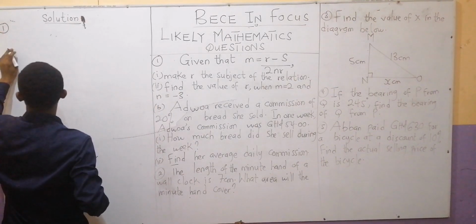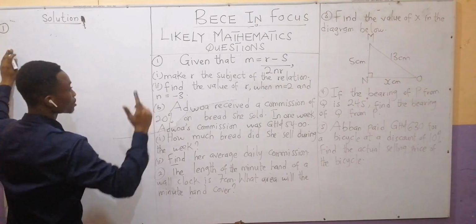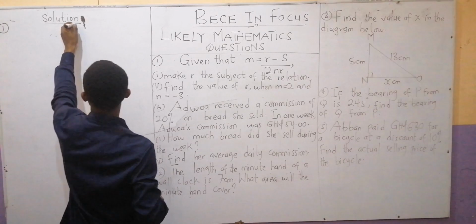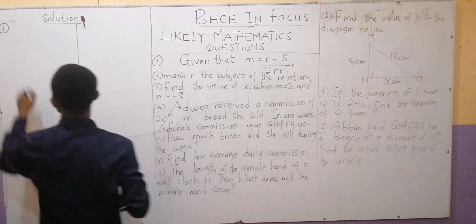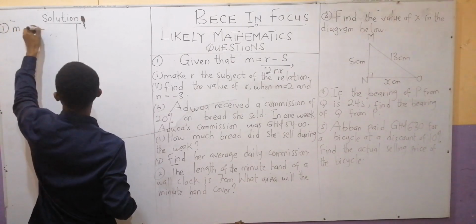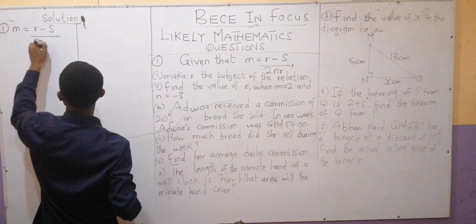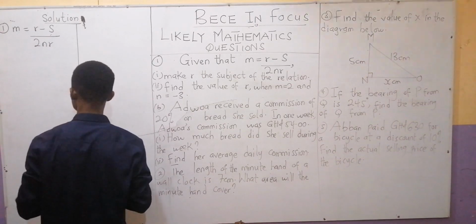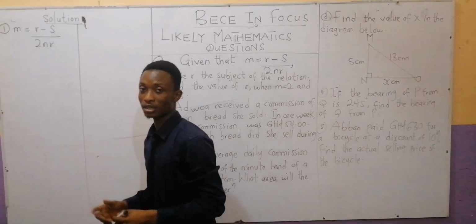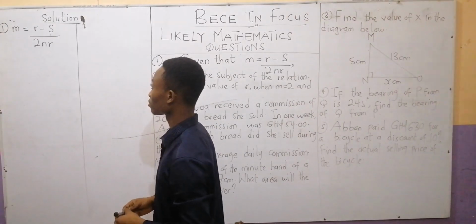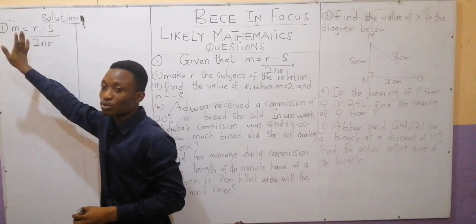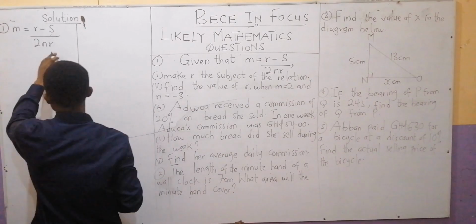So number one, we should make r the subject of this relation. So let me further divide my board again. m is equal to r minus s all over 2nr. I'm going to make r the subject. Now because this involves a fraction, I'm going to find the LCM and multiply through. I can also do it by cross multiplying because there's an equal to separating two different terms. So let's multiply with the LCM.